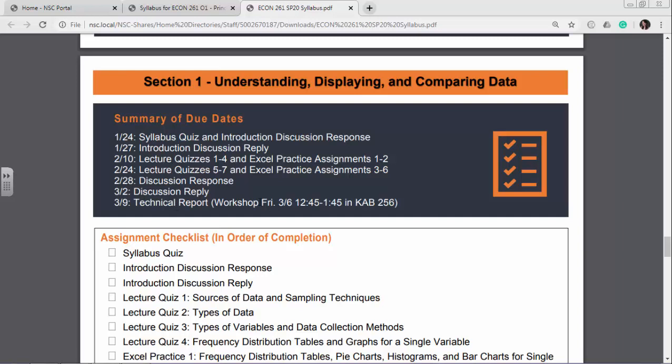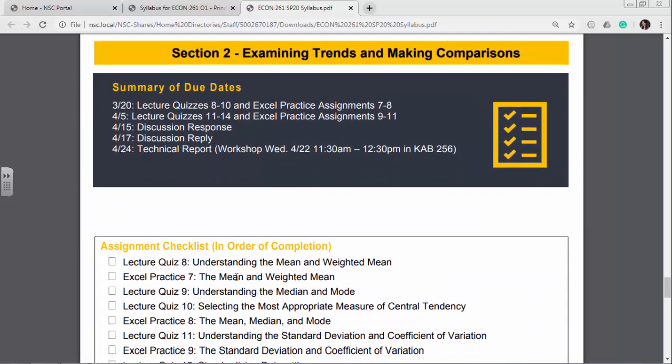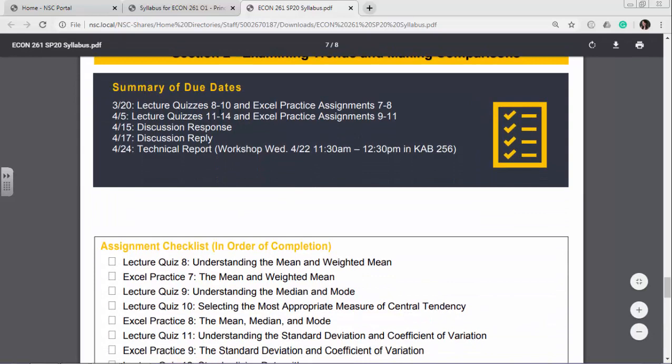And you'll see here the workshops listed. So go ahead and put that in your calendar and try to make it. Try to make arrangements to be there because I would love to be able to help you with your technical report. So you'll see this again for section 2. Lecture quizzes and Excel practice assignments, chunks of those due on the same days. Discussion response and reply. And then your technical report. Again, try to plan ahead so you can come to the workshop.